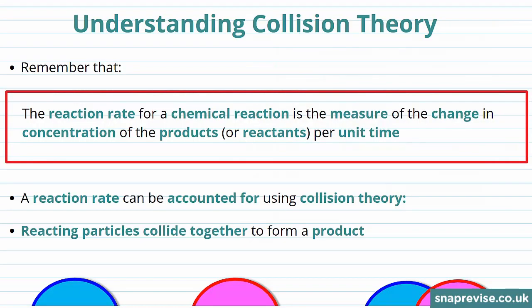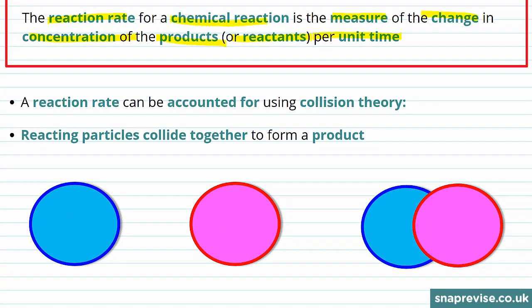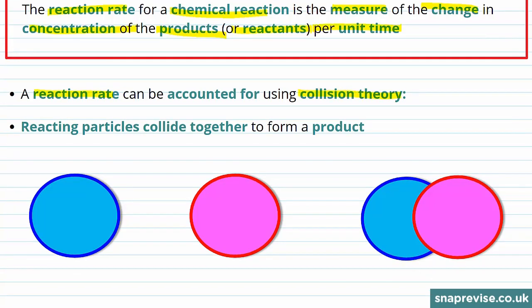Let's start by introducing what is known as collision theory, which helps us understand the rate of chemical reactions. If you've watched our video on calculating reaction rates, you'll know that the reaction rate for a chemical reaction is a measure of the change in concentration of the products or reactants per unit time, and therefore an indication of how fast or slow a reaction happens. A good way of understanding and predicting reaction rates is using something that's known as collision theory. The basic idea is that we can understand rates of reactions by thinking about how reacting particles must collide together in order to form a product.